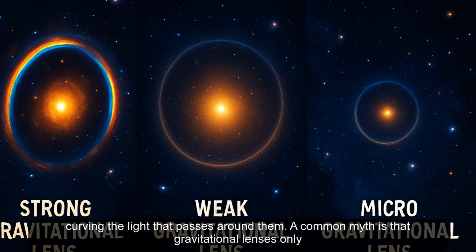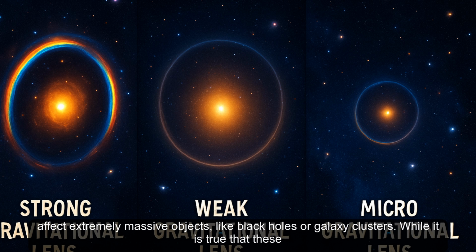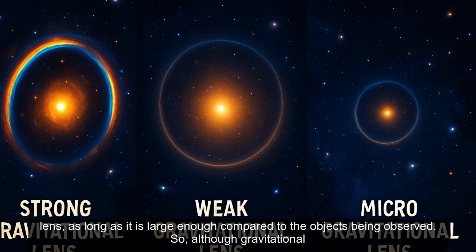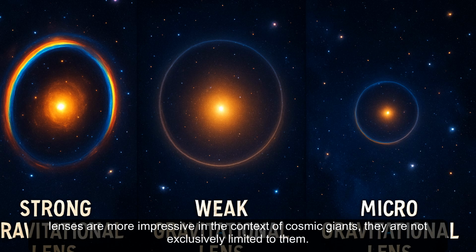A common myth is that gravitational lenses only affect extremely massive objects, like black holes or galaxy clusters. While it is true that these objects are the most notable in this context, the reality is that any mass can act as a gravitational lens, as long as it is large enough compared to the objects being observed. So, although gravitational lenses are more impressive in the context of cosmic giants, they are not exclusively limited to them.